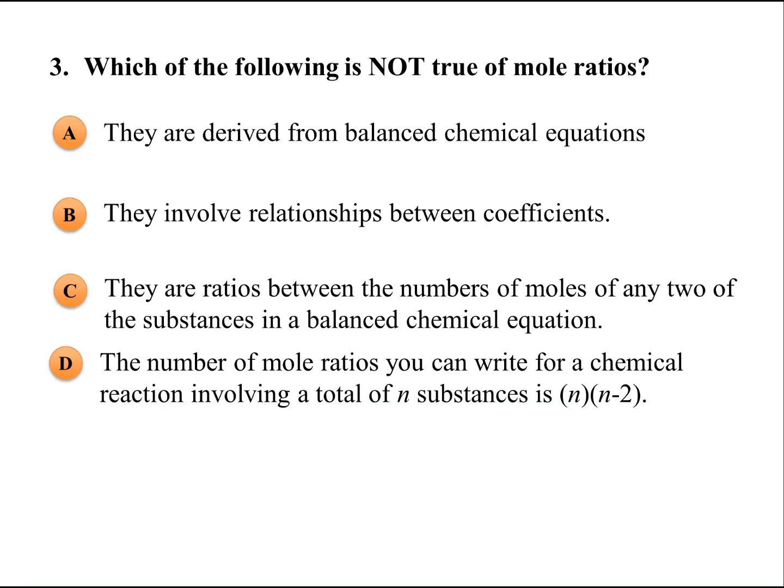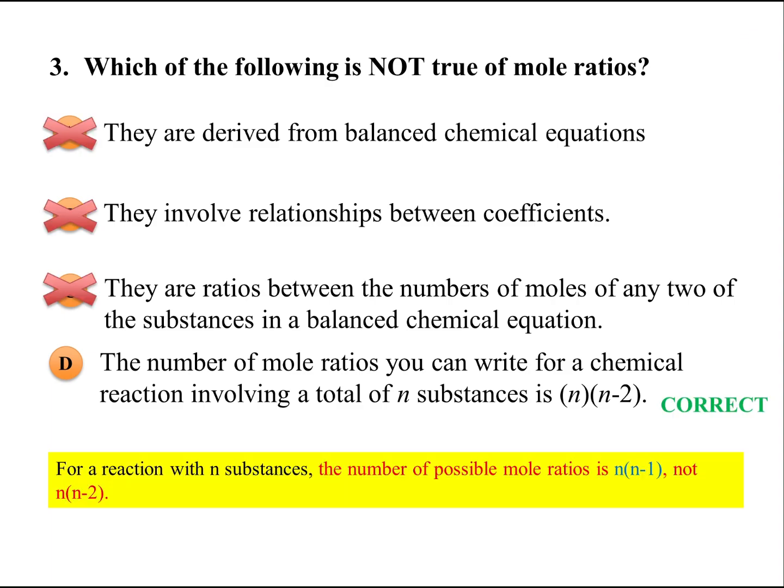Which of the following is not true of mole ratios? The correct answer is D, because the correct ratio is calculated from the formula n times n minus 1, not n minus 2.